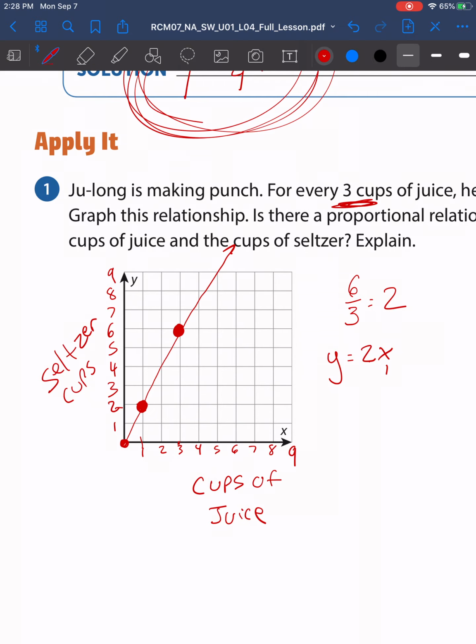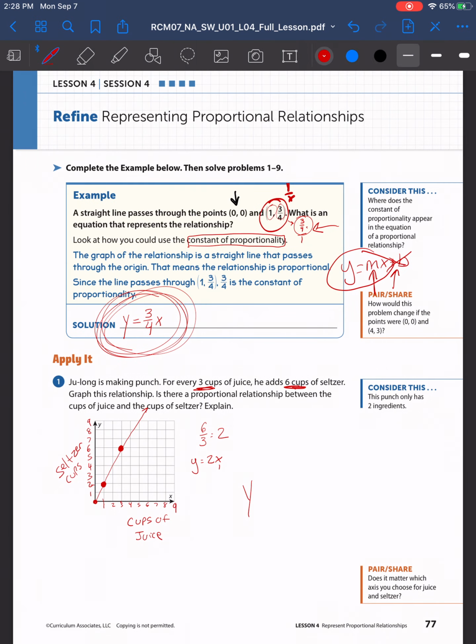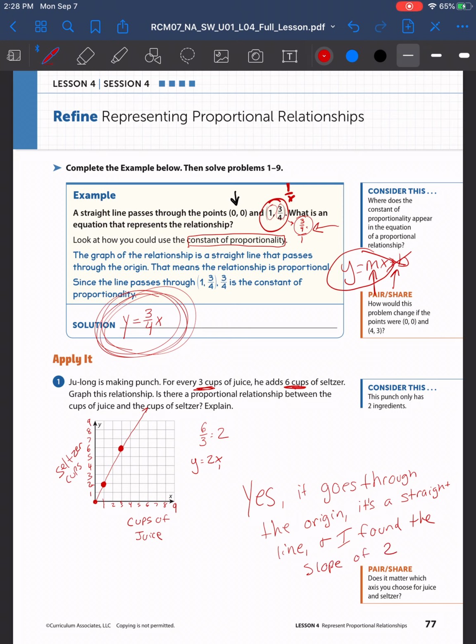Yes! So is this a proportional relationship? Yes. How do you know? It goes through the origin. It's a straight line. And I found the slope of 2. Okay, so that's all the reasons why it works.